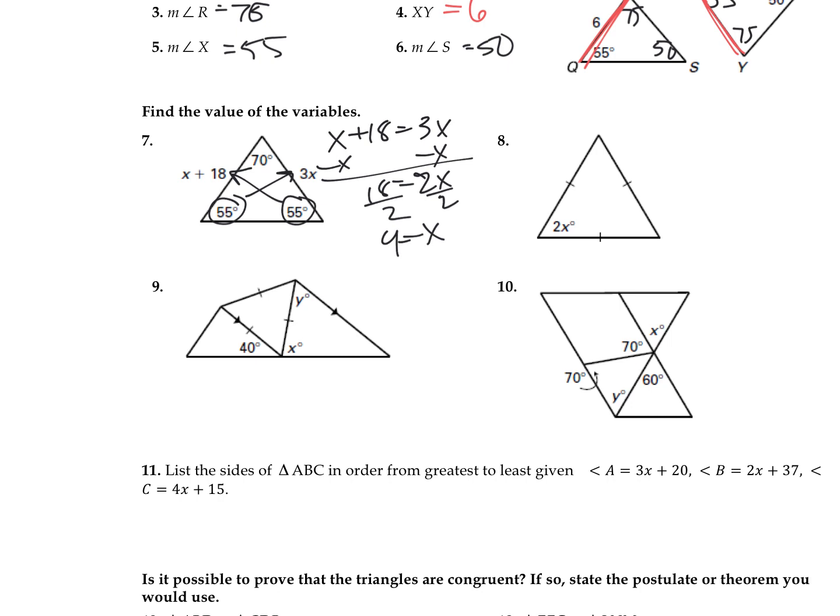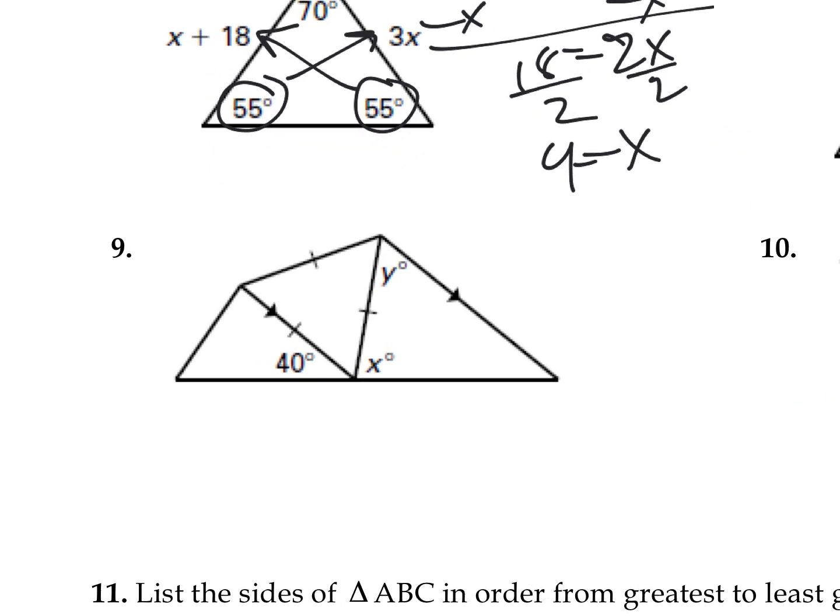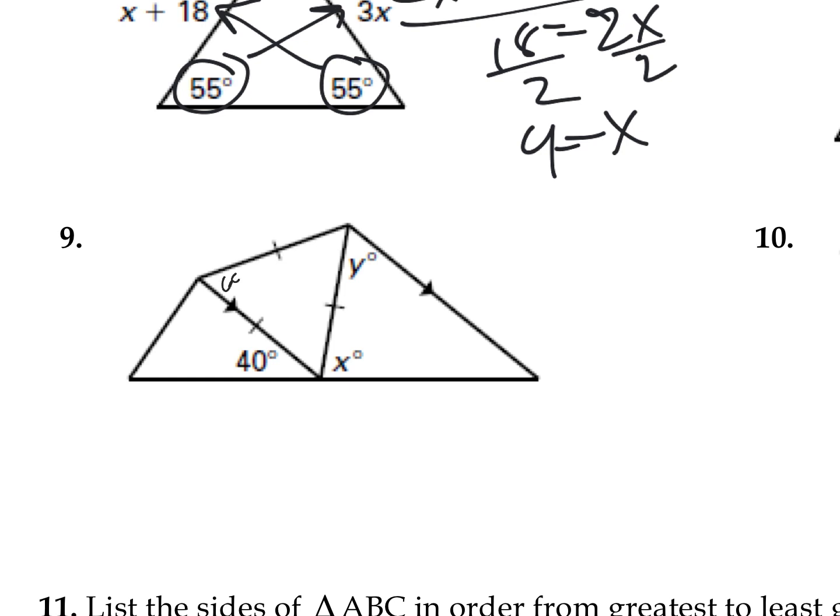Number 8, they don't tell me any information except these little dash marks. But since they exist on all three, that means we have an equilateral triangle, which means each of these angles is 60 degrees. So 2x equals 60, divide both sides by 2, and I get 30 there. Same thing with 9. I see it right off the bat. This inside here is 60.